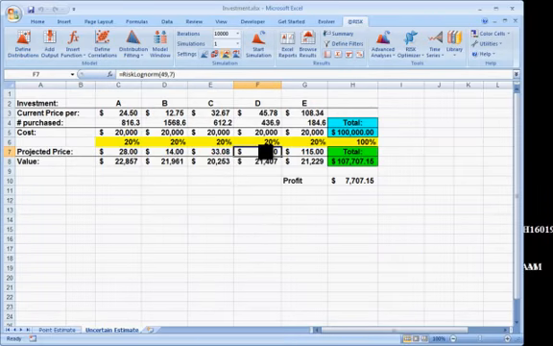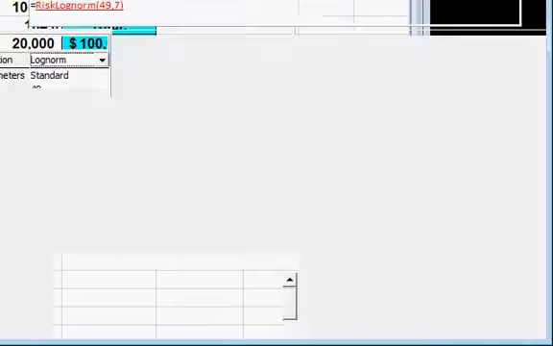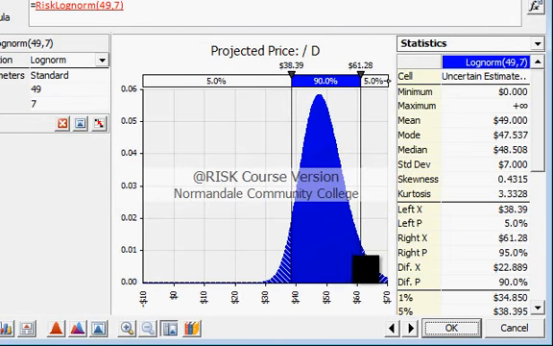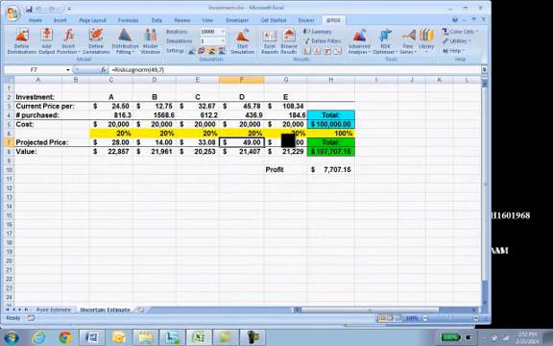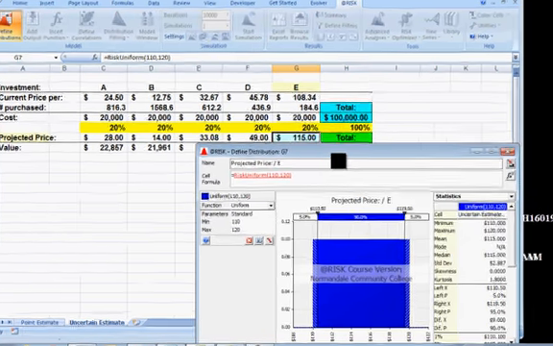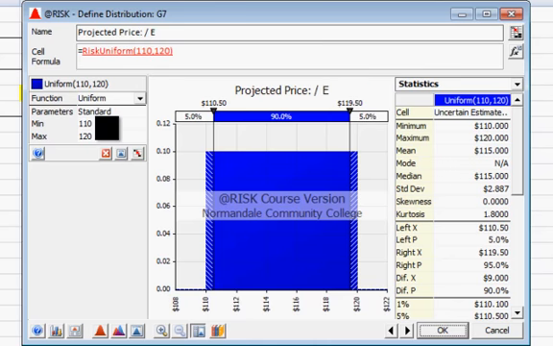I put in a log normal for investment D. It's going to be a little bit skewed, but not much, to the right. Mean of $49 with a standard deviation of 7 for the underlying normal distribution. And just to have fun, I put in a uniform distribution for investment E. Anywhere between 110 and 120 is possible. I have no idea, so I made them all equally likely. And I'm saying I'm certain it's not going to be less than 110 and not going to be more than 120.